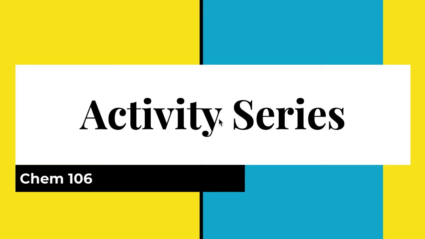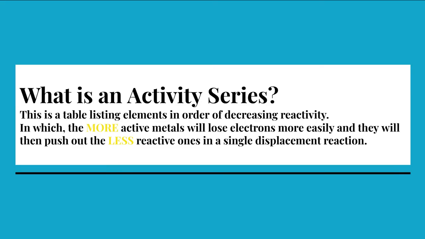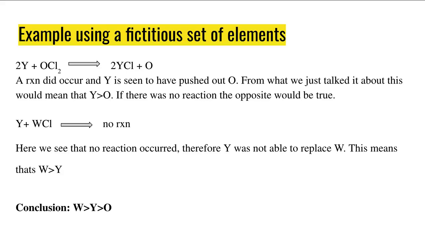Everyone, this is the activity series experiment 9 lecture. Okay, what is an activity series? This is a table listing elements in order of decreasing reactivity, in which the more active metals, which are at the top, will lose electrons more easily, and they will then push out the less reactive ones in a single displacement reaction. So to picture that, we are using a set of fictitious elements, Y and O and W.